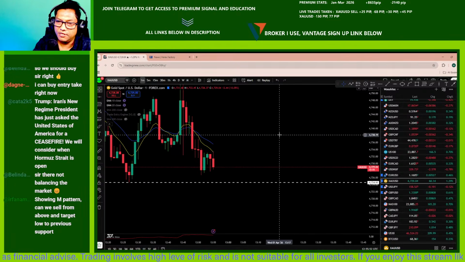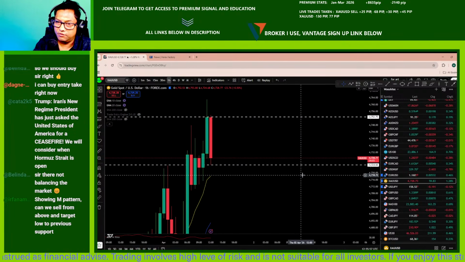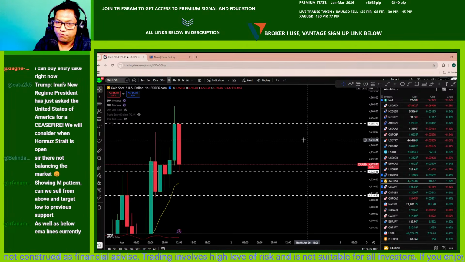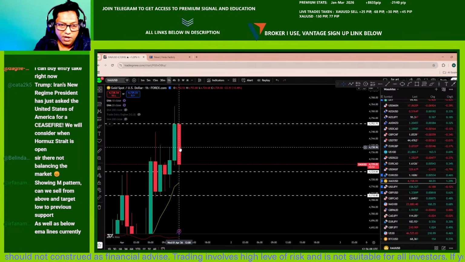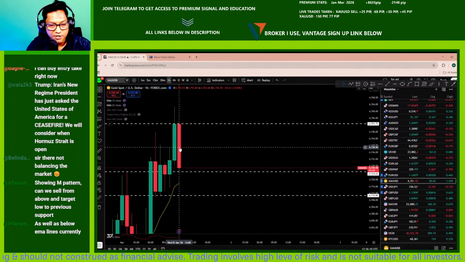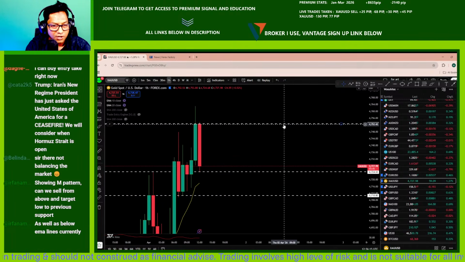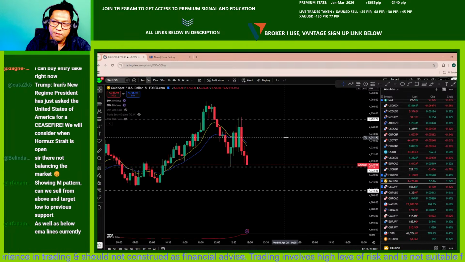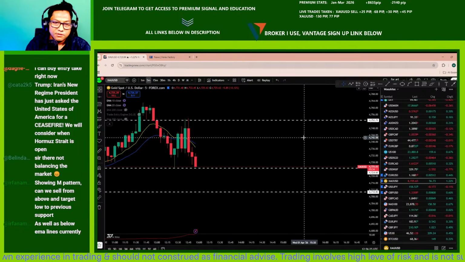Okay, so it's still maintaining the downtrend potentially, and there's the possibility for this market to deepen further before the candle close. You can see there is a possibility for a break of support as well as below the EMA lines currently, showing an M pattern. Can we sell from above the target low? Yes, I'm now thinking of selling because the market structure is significantly bearish. The market structure changes as well as below EMA lines currently.